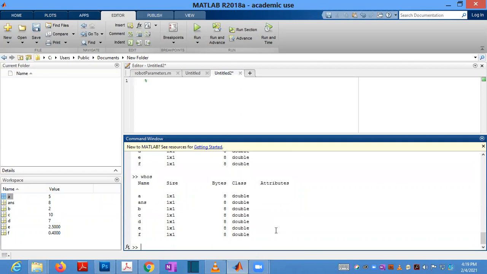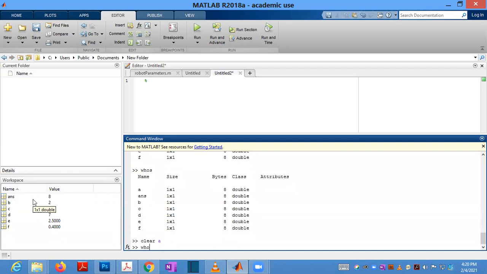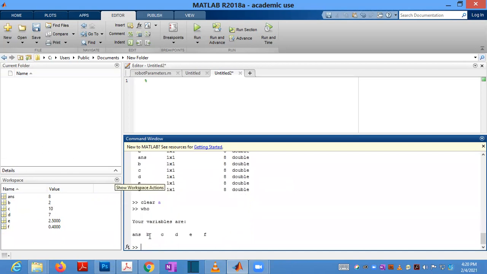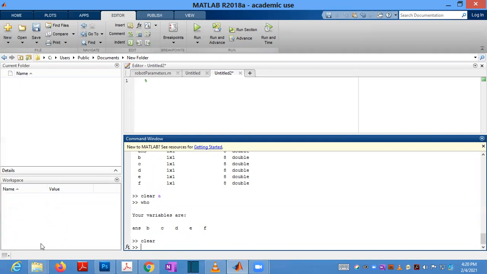So if you want to clear the workspace, if you want to clear A only, you can use clear space A. It will clear the A variable. The A variable in the workspace will vanish, and when you press who, it won't show A there. If you want to clear everything, you have to use clear only. It will vanish everything in the workspace. If you use clear with one variable name, only that variable is cleared. If you use clear alone, it will clear the entire workspace.